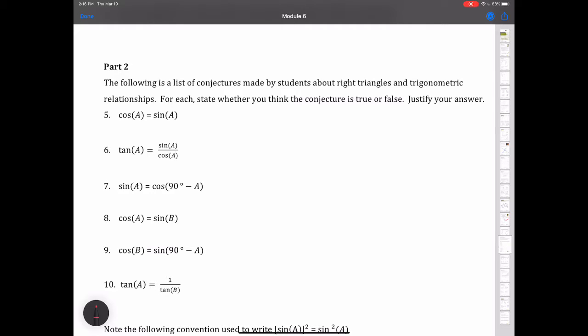This says the following is a list of conjectures made by students about right triangles and trigonometric relationships. For each, state whether you think the conjecture is true or false and justify your answer. So remember, the strategy here is always to try to disprove it. That's kind of our goal here. And then we will go from there. So go ahead and for the following 5, please try them out on your own and then tune back in when you're finished and we will have a look at them together.